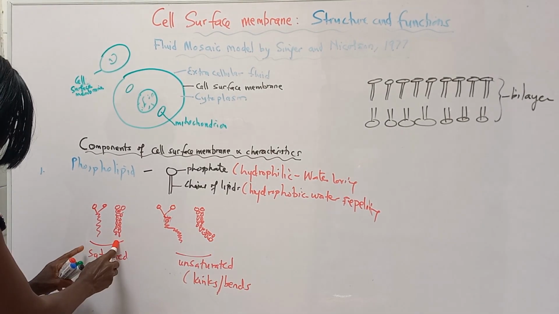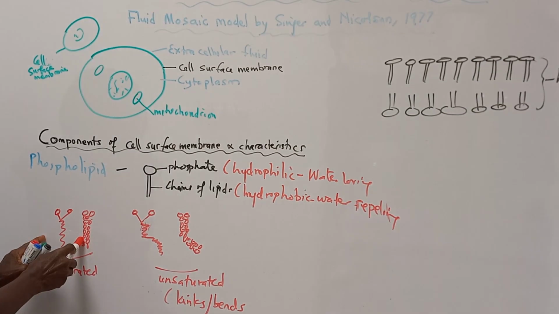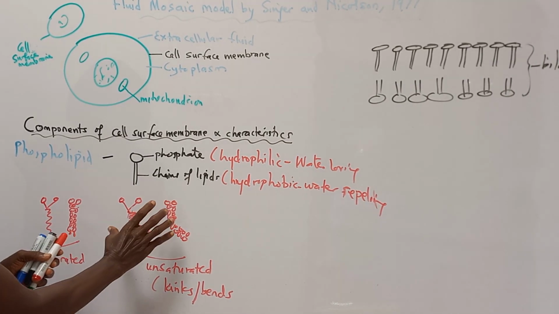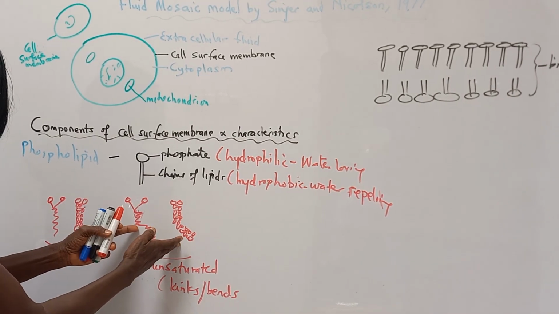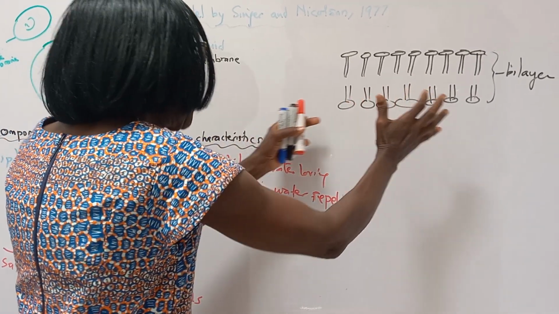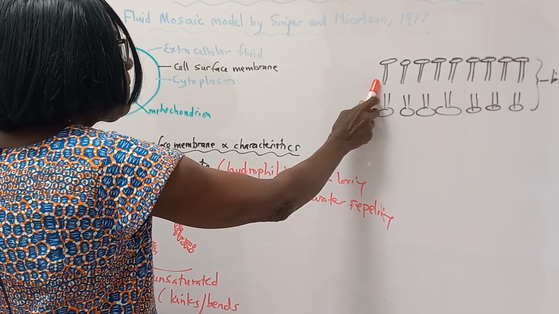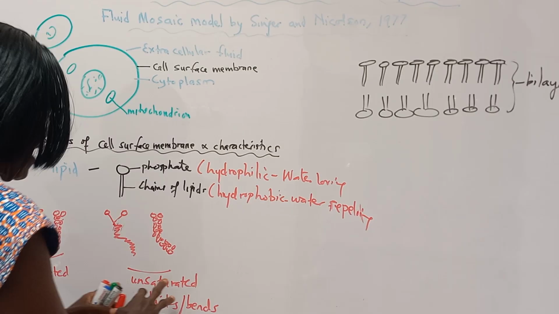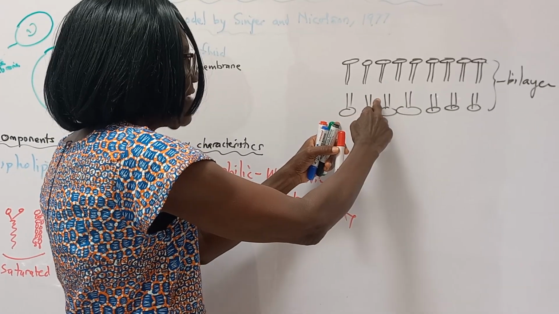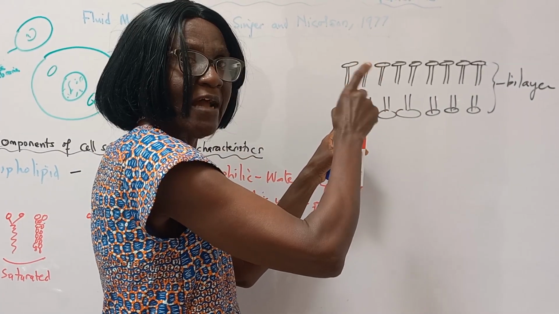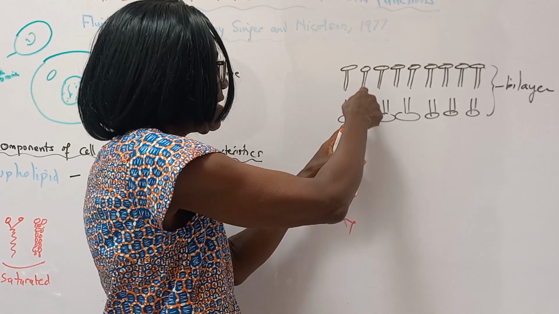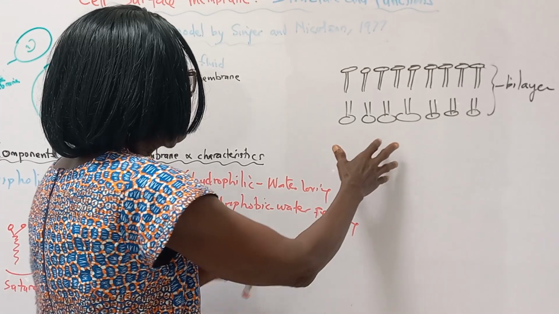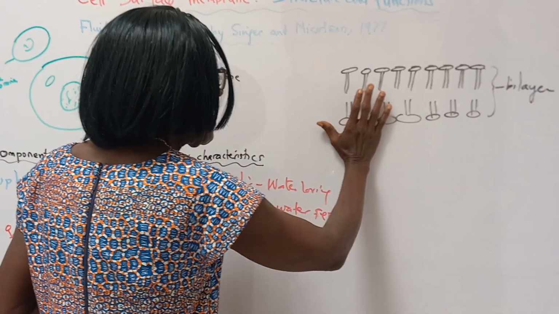This is an unsaturated lipid. This is a saturated lipid. The saturated lipid chains are straight, but the unsaturated ones have double bonds in them, so they have kinks or bends. Because they have kinks or bends, the lipid chains are not packed closely together. And so the bilayer is fluid because the fatty acid chains have bends. And not only that, some phospholipids can turn or rotate on their long axis, and some can also flip the tails of lipids. And so the phospholipid layer is fluid.